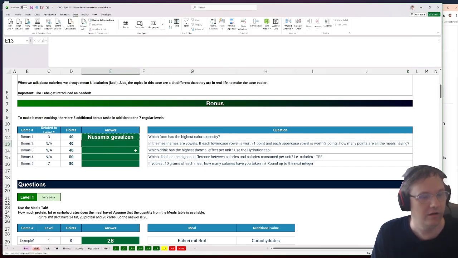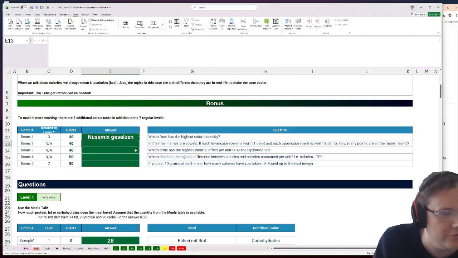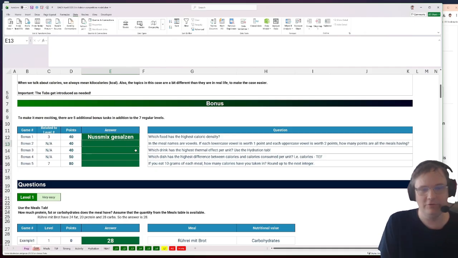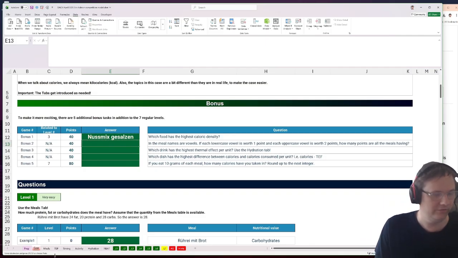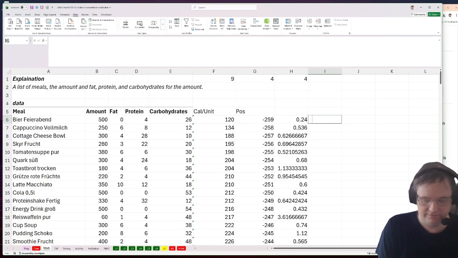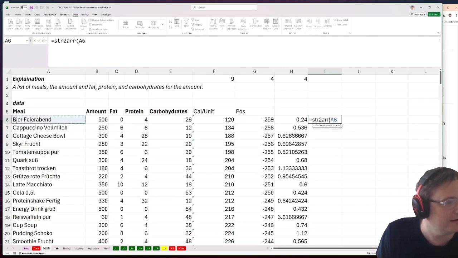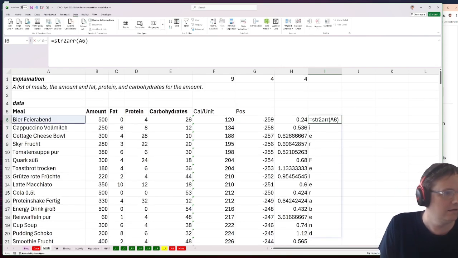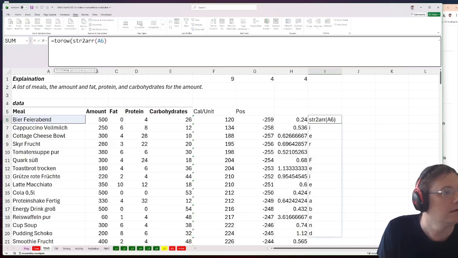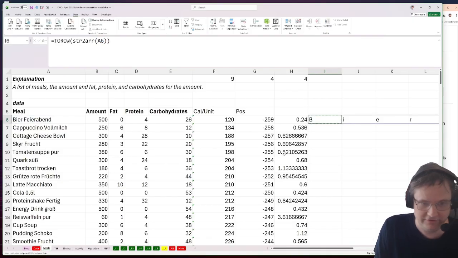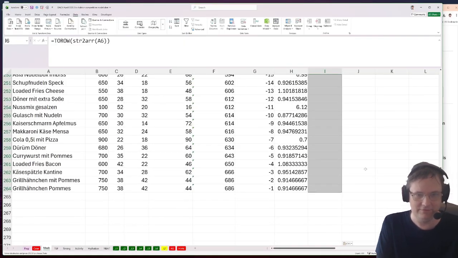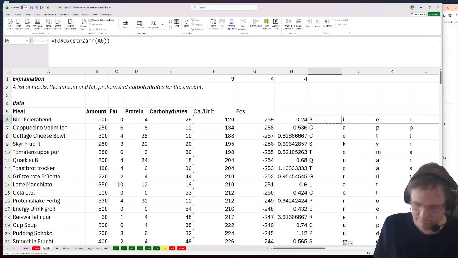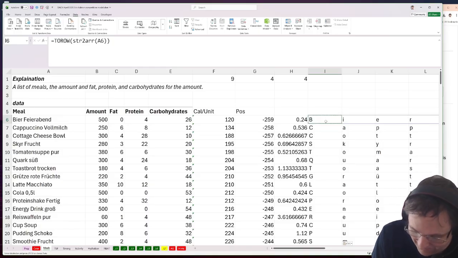The meal names are vowels. Each lowercase vowel is worth 1 point, each uppercase vowel 2 points. How many points are all the meals having? All right, so this is string to array of this, and my frequency table subroutine is case sensitive, so I believe this will work. My frequency table lambda is not case sensitive.